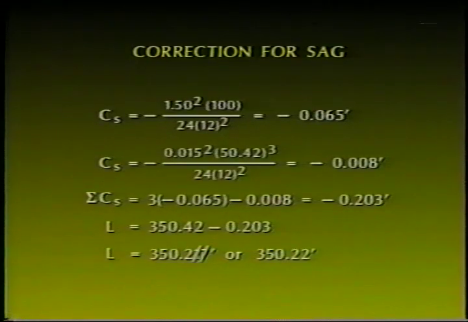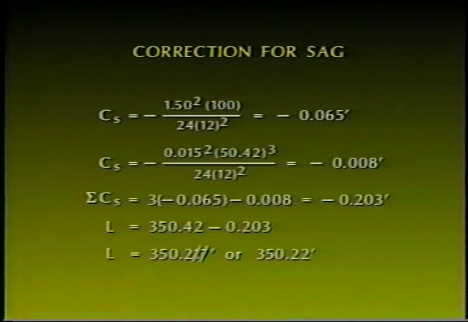Try the correction for sag problem in your workbook. Let's look at the results for the correction for sag. The correction for each of the three 100-foot lengths would be negative the weight of the tape, 1.5 pounds, squared, times the unsupported tape length, which is 100 feet, divided by 24 times the tension applied, being 12 pounds squared. This equals negative 0.065 feet per 100-foot tape length.